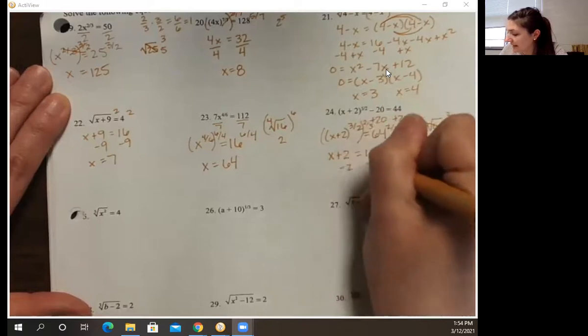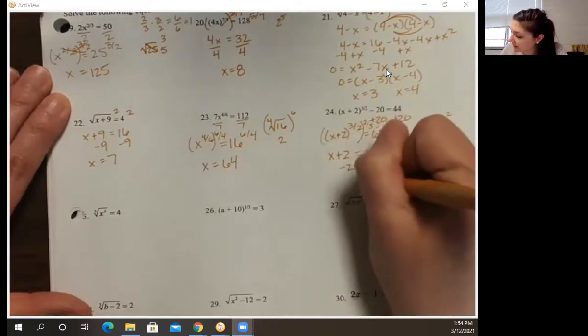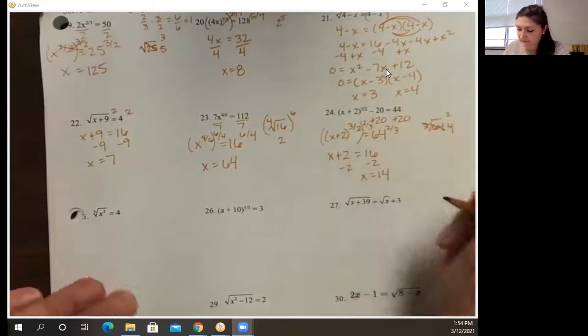Now, one more step to get x by itself. I'm going to subtract 2 from both sides, and I get x to be 14.